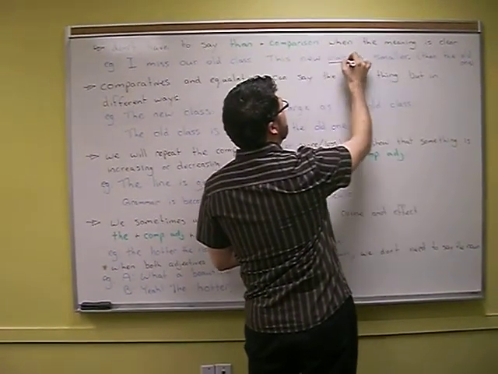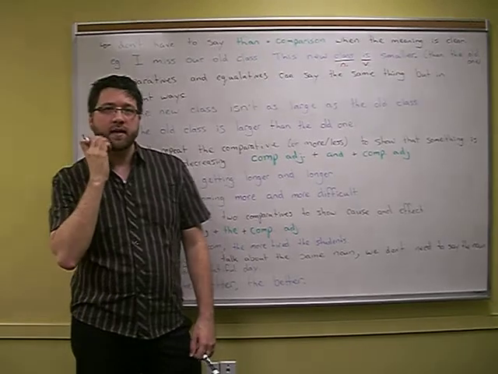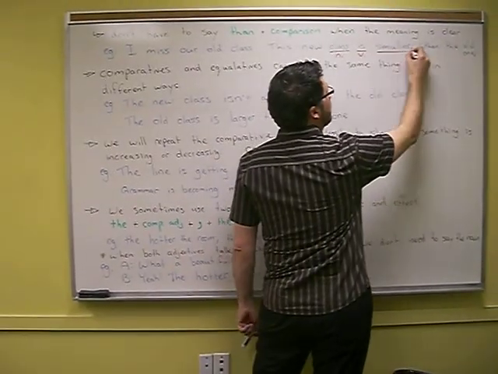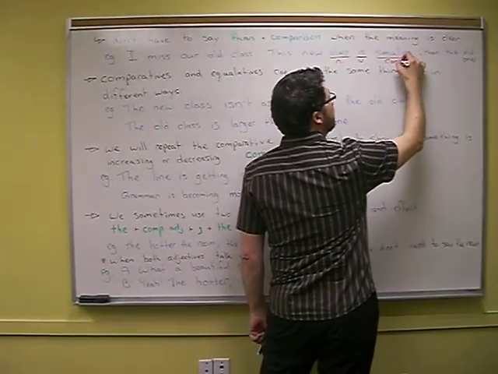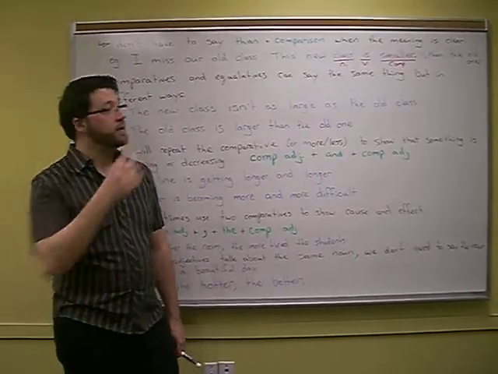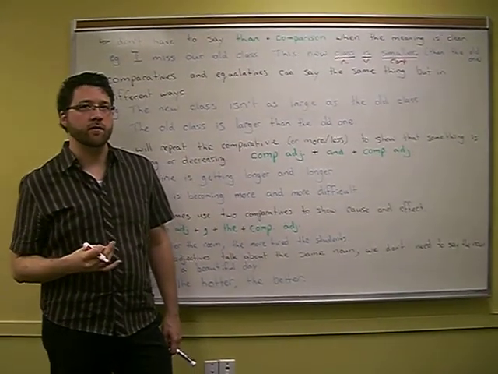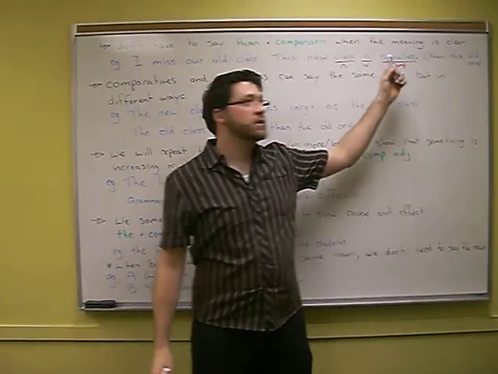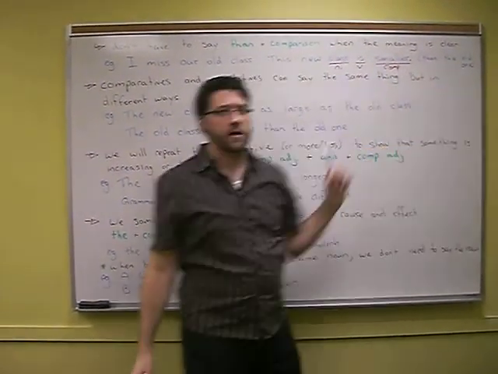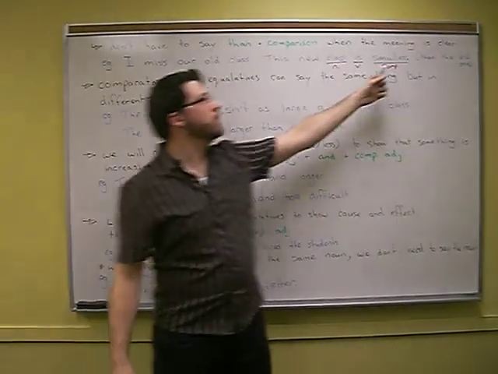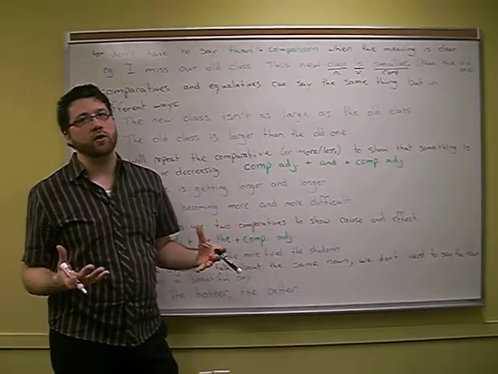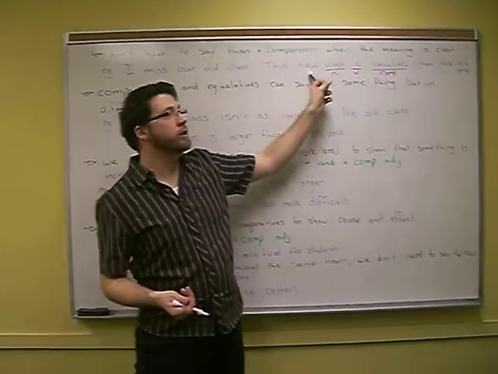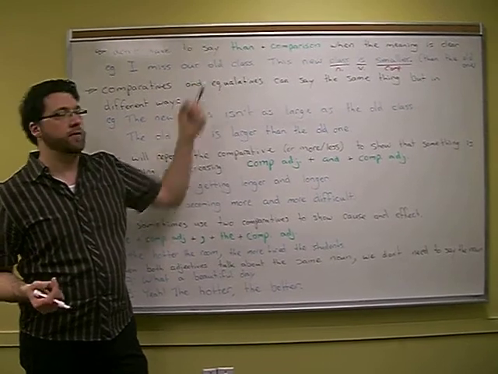Okay, so again, our verb is, the noun, of course, is the class. That's what we're talking about. And here, the comparative adjective is smaller, and that's where we would end the sentence. Of course, the meaning of the whole thing is the new class is smaller than the old class, because smaller is a comparative adjective. But we understand that we're comparing the new class to the old class.